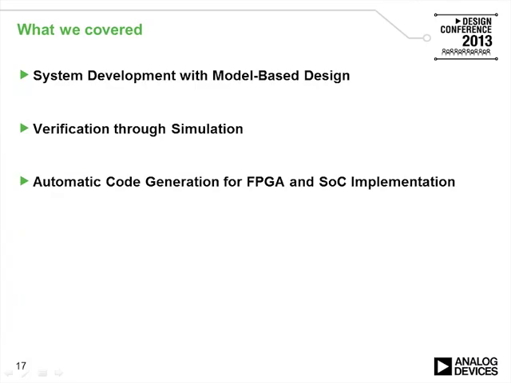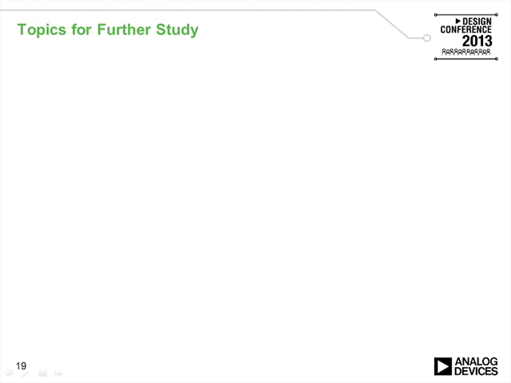What we've covered so far has been a look at system development with model-based design. We've taken a look at algorithm verification through software simulation, and finally we've just seen automatic code generation for FPGA and SoC implementation. Hopefully you've seen how a model-based design flow with MATLAB and Simulink can help speed your development process. This seminar really only scratched the surface of what's possible with model-based design for communication system development.